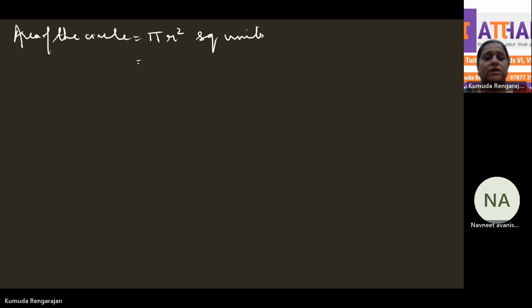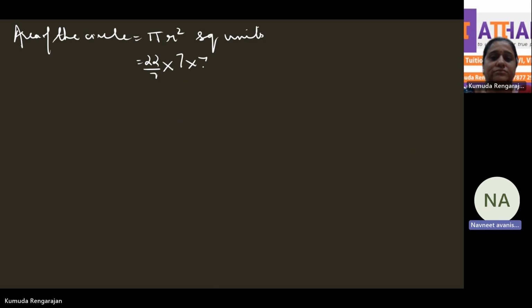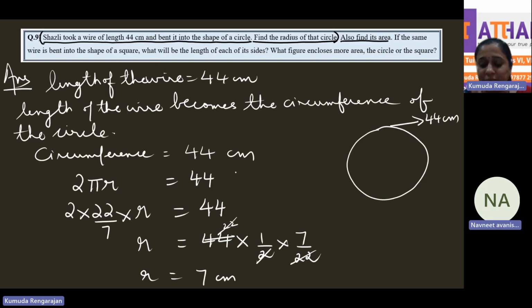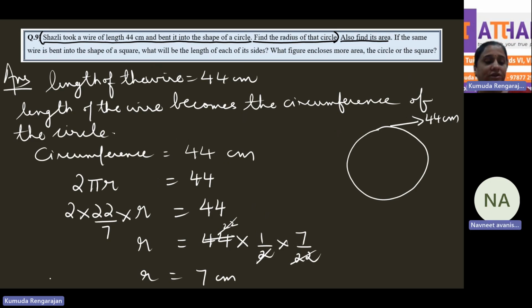So 22 by 7 into r square. What is r? 7. 7 into 7. So when you multiply, you'll get 154 and the unit is centimeter square. Okay, very good. Centimeter square. Now read the question.